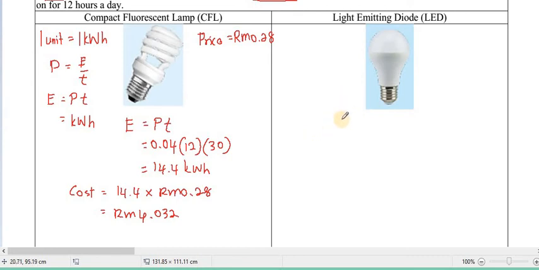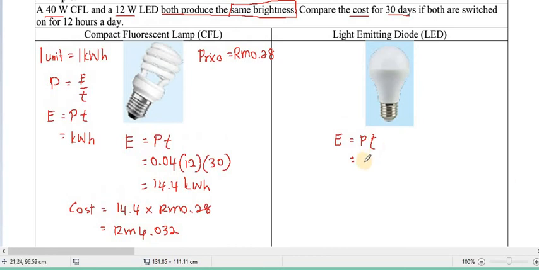So let's calculate for the LED. So the energy used by the LED, the power is 12 watt. So change to kilowatt, 0.012. When you convert into kilowatt, make sure you are careful and convert properly, because a lot of students are careless here. This is the part where a lot of students make mistakes. They are careless when they convert the unit. Okay. So the time is the same, 12 hours, 30 days.